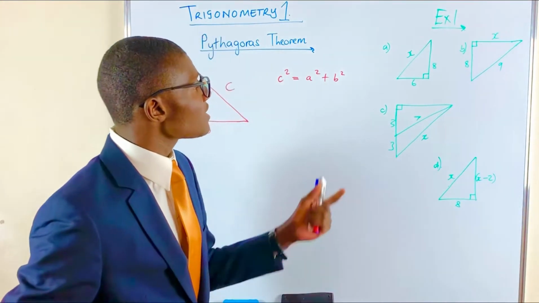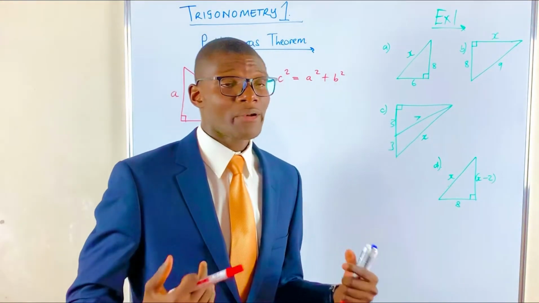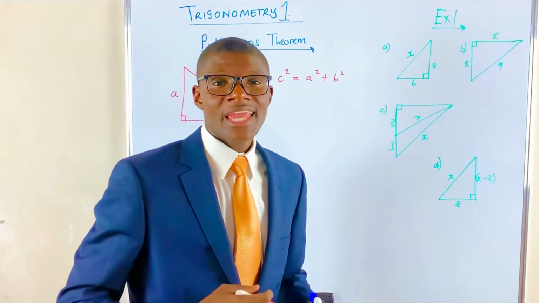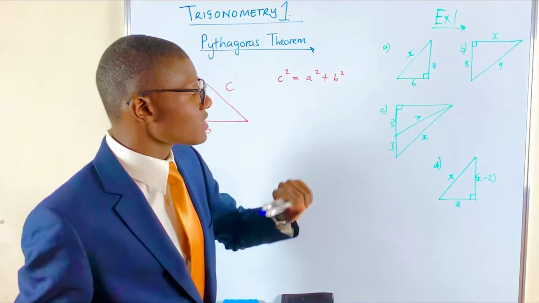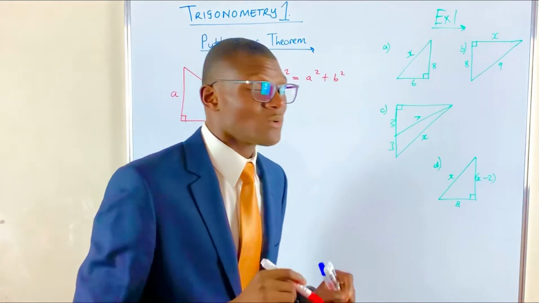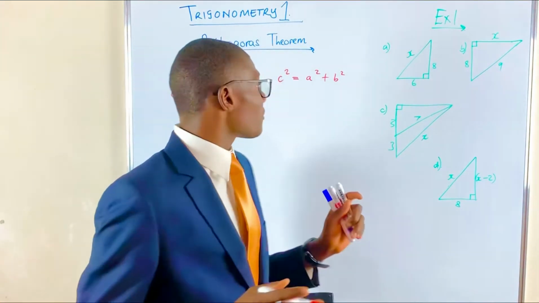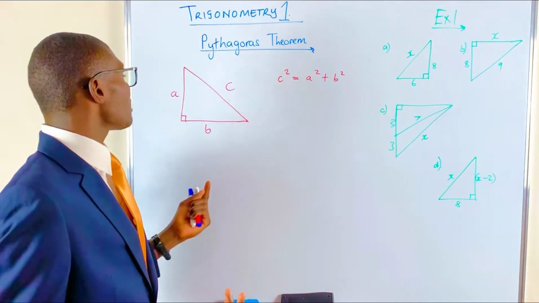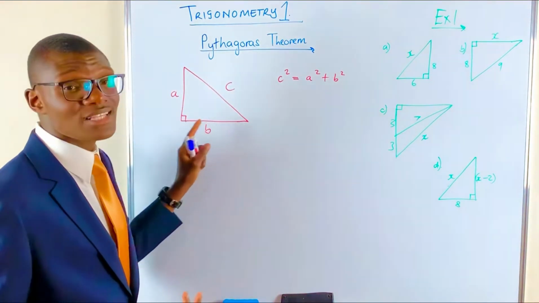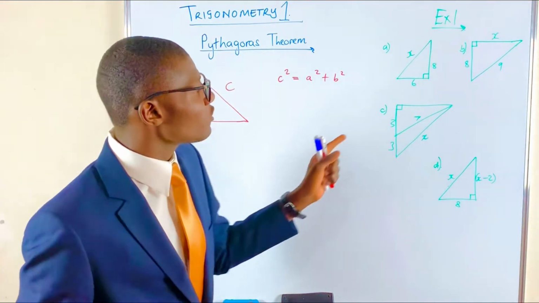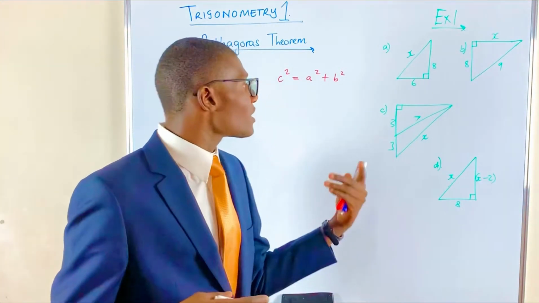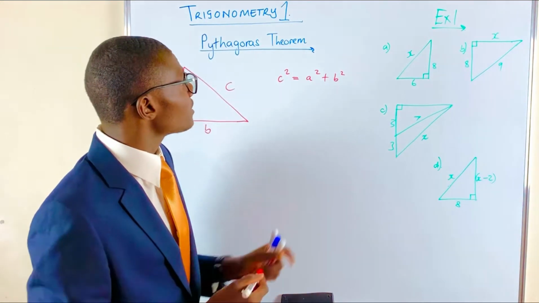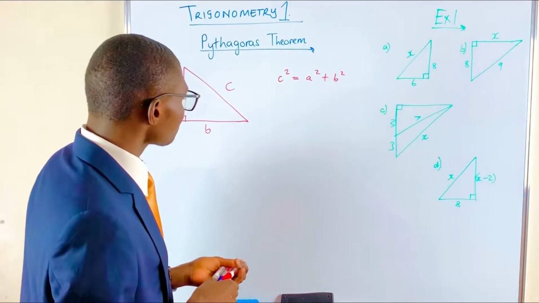Now let's look at these examples whereby we're required to find the marked sides. Before we look at these questions, it is very important that you identify your hypotenuse side. The hypotenuse side is the longest side, as well as the side that is opposite the 90-degree angle. Then of course, the opposite side or adjacent side, either way it will work. So now let's start off by looking at A.